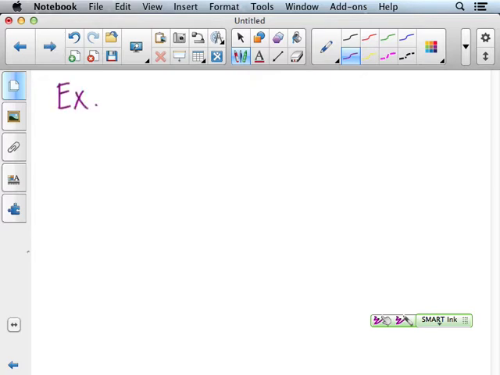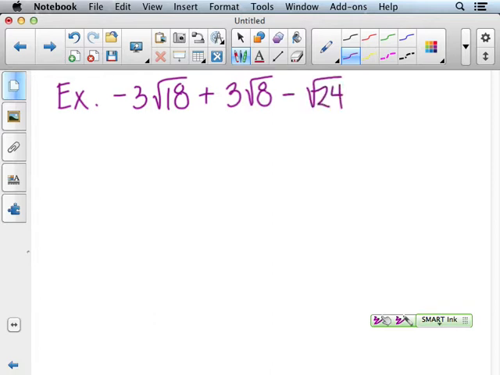Next one, negative 3 square root 18 plus 3 square root 8 minus square root 24. So again, these all have different radicands. Even though the index is the same, it's all square root, square root, square root, you can't add them together. So we need to factor tree.